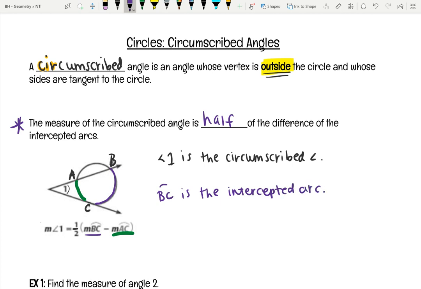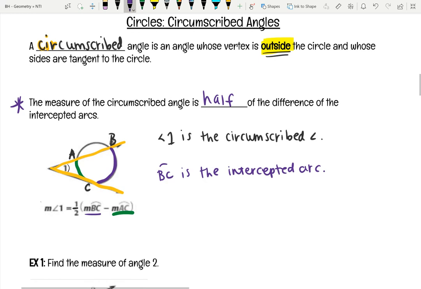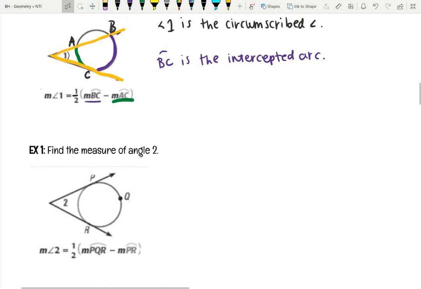And that's because it's enclosed from that angle. So if I were to go over here and I'll trace this circumscribed angle 1, because from B to C is enclosed between there, that is called the intercepted arc. So you take the bigger one here minus the smaller one and then half that. So let's do an example.